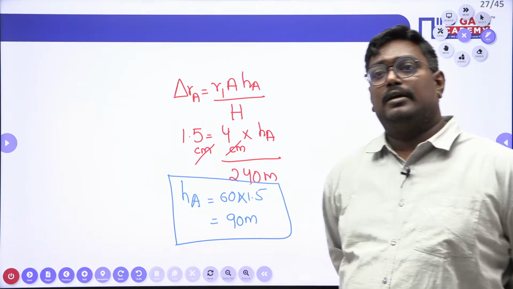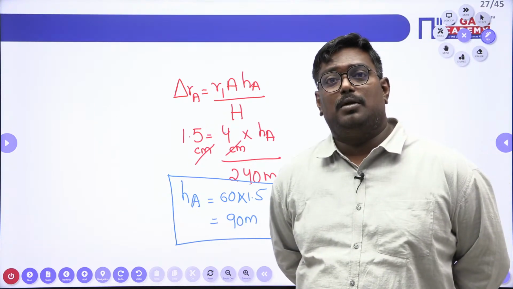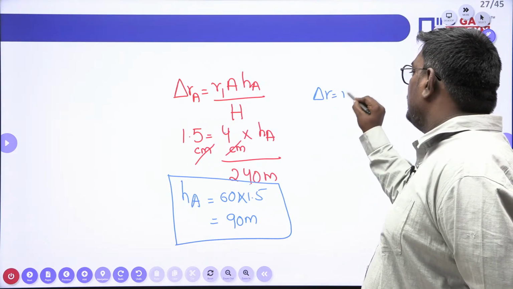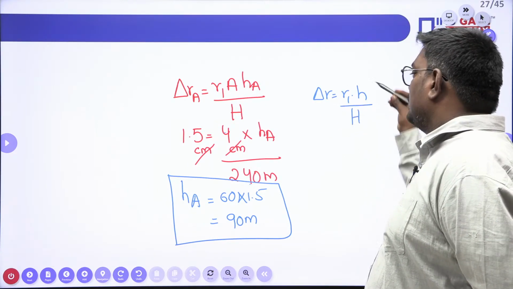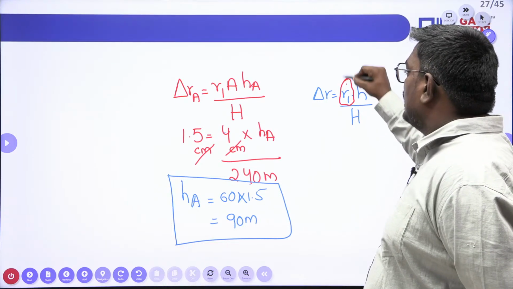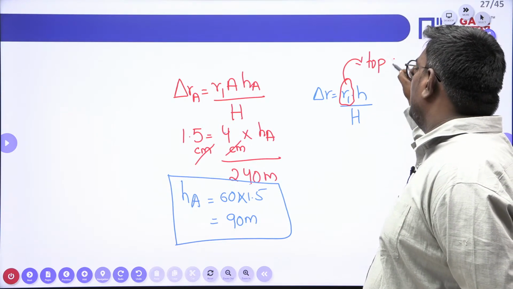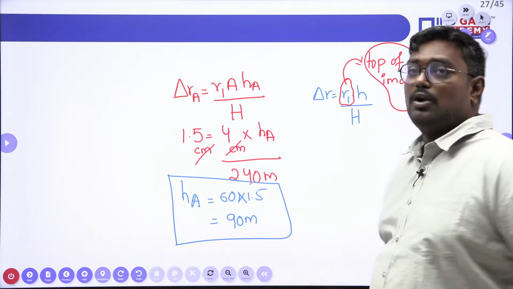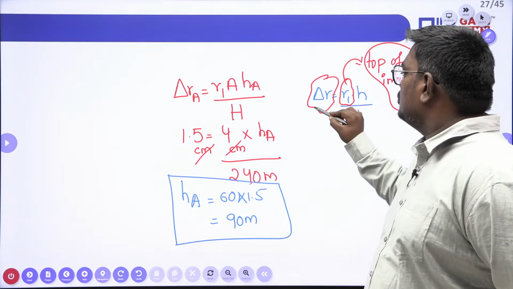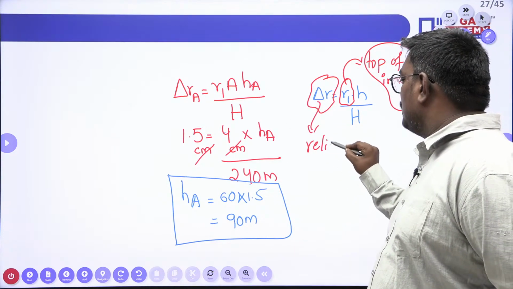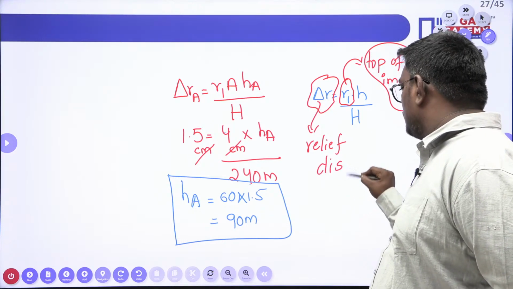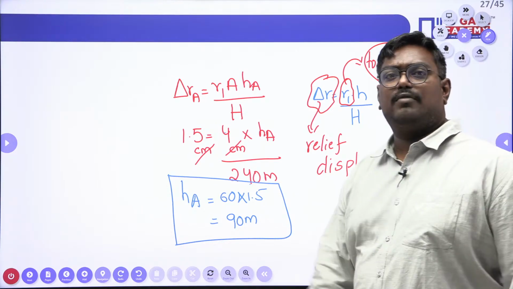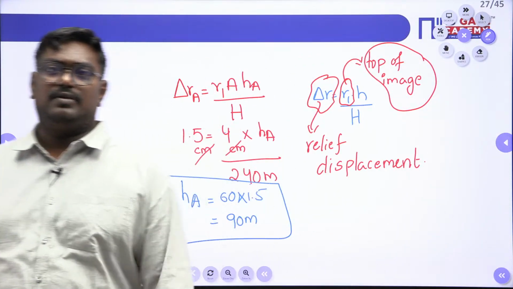Whenever there is a relief displacement problem, you should understand that delta R is equal to R1 into h upon capital H. And the most important point you should remember is that R1 is the radial distance to the top of the image, because if you take the bottom of the image, the entire problem will be wrong. And delta R is nothing but the relief displacement. Is this clear for everyone?